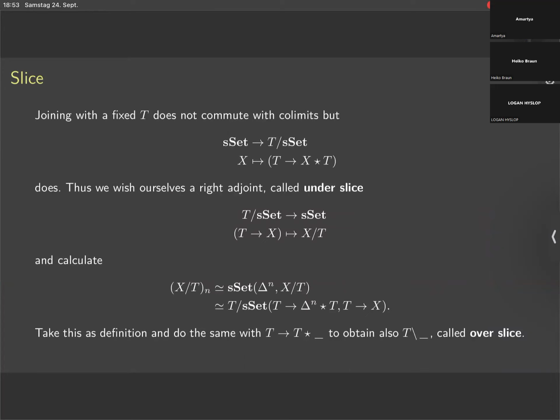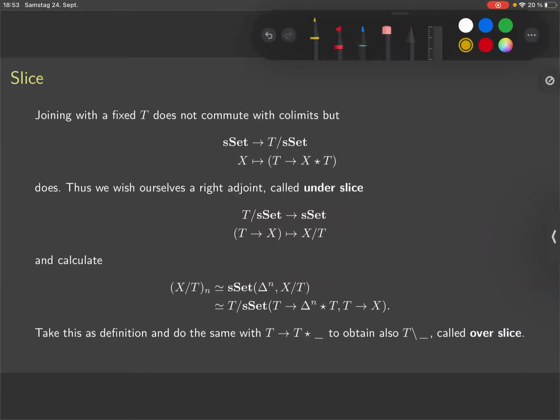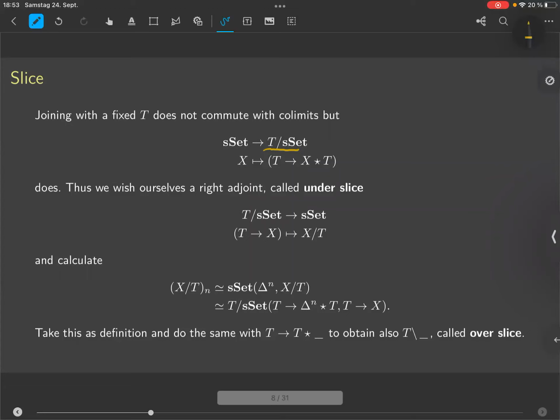When we have the joining with a fixed simplicial set t, it does not commute with colimits, but it does commute with colimits when we consider it under the slice category under this set t which we join with. So we consider this functor, x goes to the canonical map that puts t into the second component after we joined with x there. Okay, and from this we just wish ourselves the right adjoint, and we call it underslice.